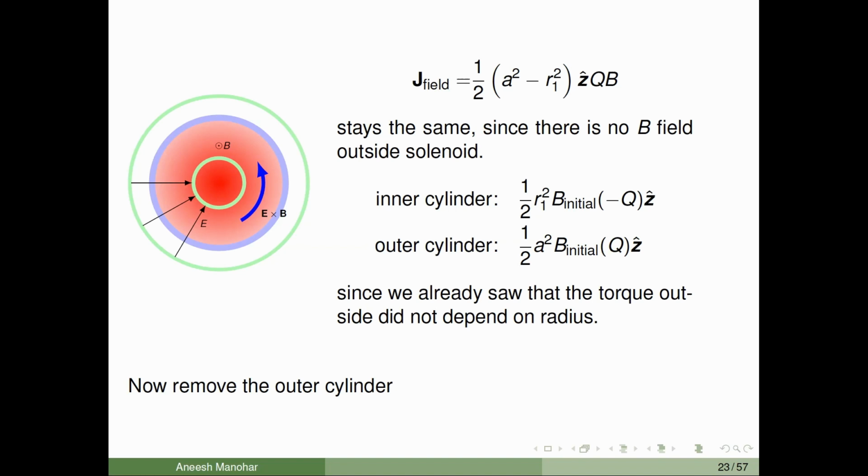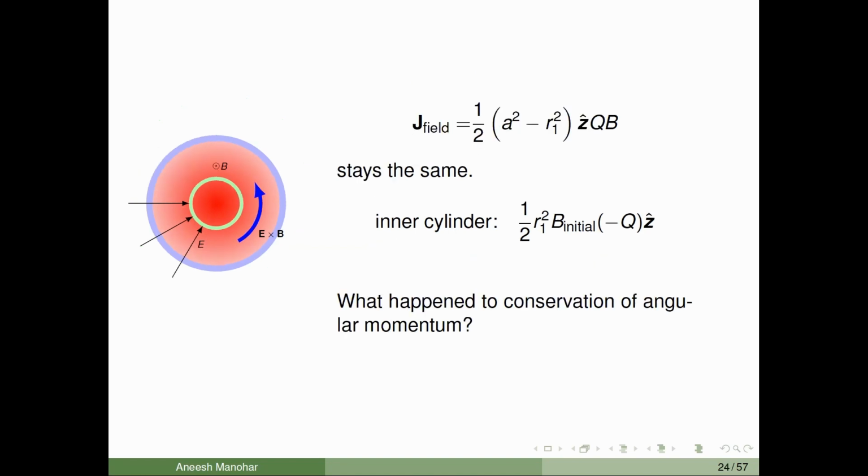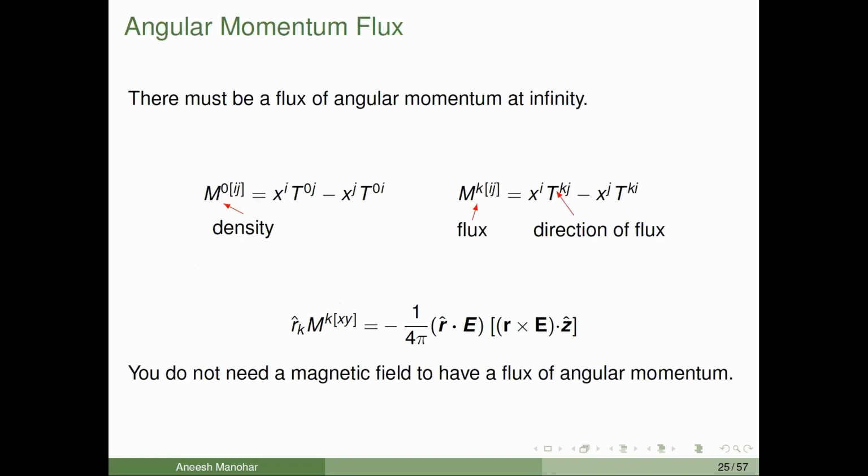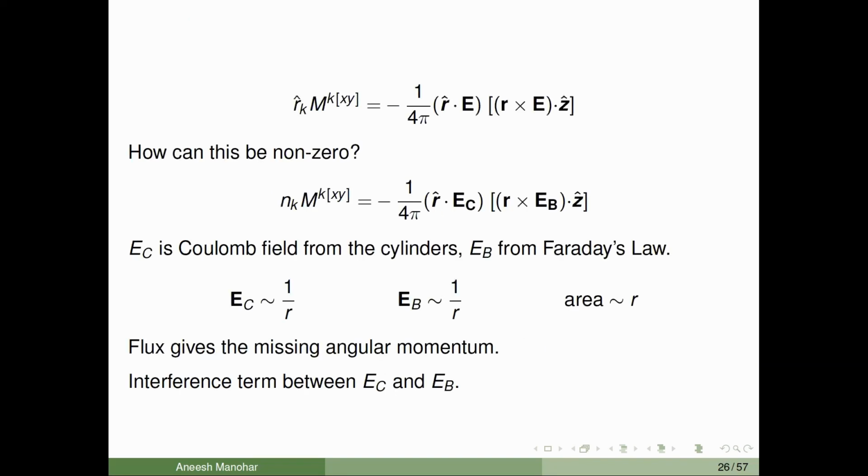Now I remove the outer cylinder, so it's not there anymore. So now this piece of angular momentum is missing. So what happened to that? What happened to the conservation of angular momentum? Well, there has to be a flux of angular momentum flowing all the way out to infinity. And if you work out what the flux is, it's the radial flux you need, and it turns out to be r dot E times r cross E. And so in our problem, we need an electric field which has a non-zero dot product with the r hat, the radial direction, and has a non-zero cross product with the radial direction.